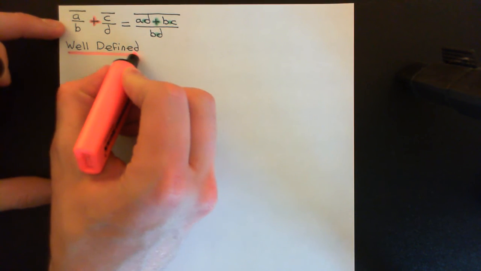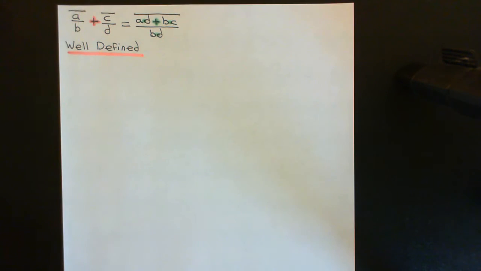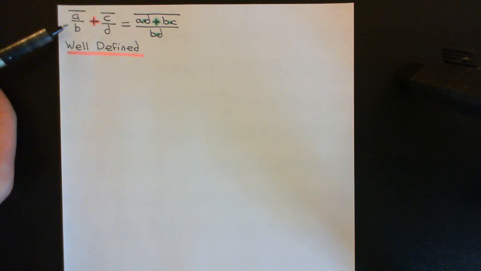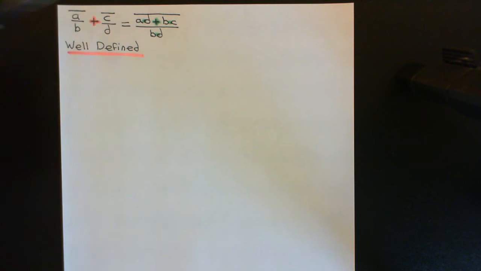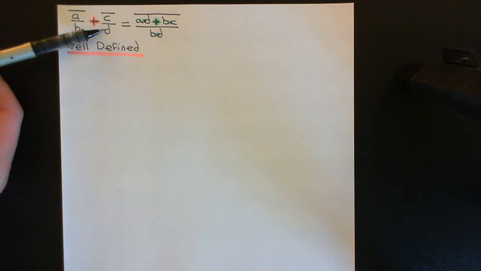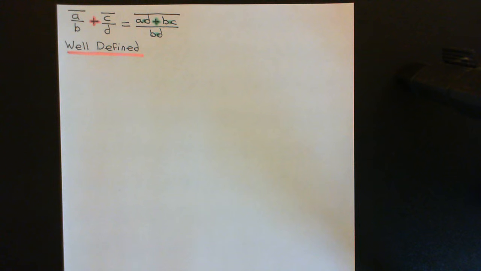Well, the big problem is that I have told you to take a representative from here, take a representative from here, construct this new fraction in this way, and take the equivalence class that contains that new fraction. The question is, what would happen if I took a different representative from here, a different representative from here, and then constructed the fraction for those, and then took the equivalence class that contains that? Would I end up with the same answer?